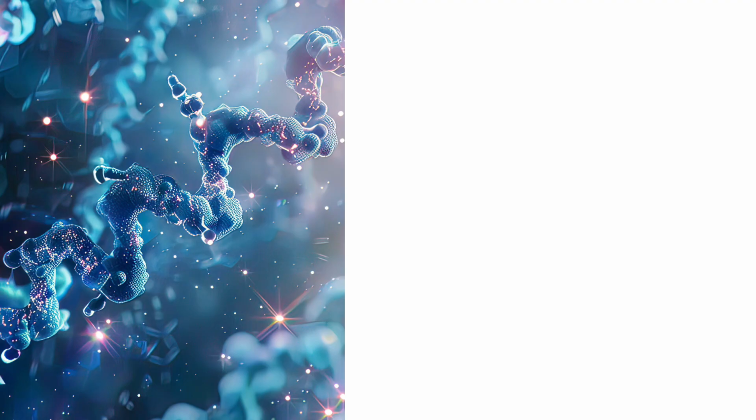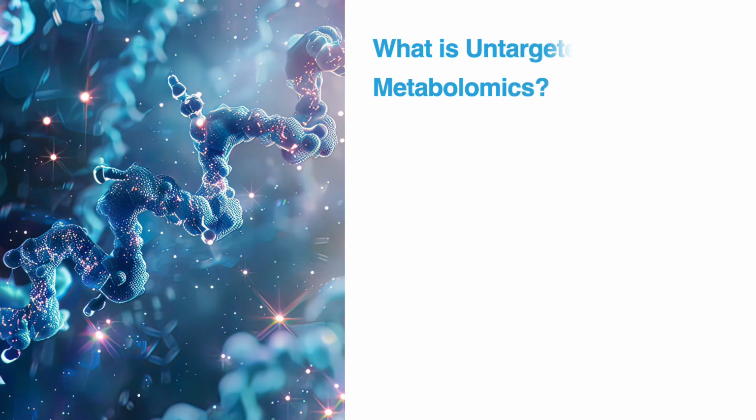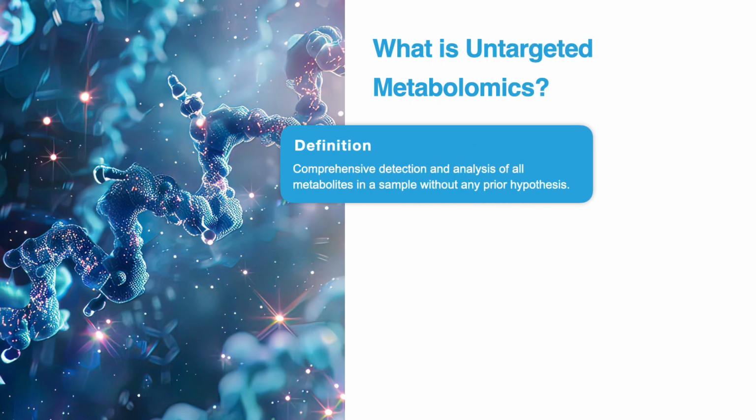Targeted metabolomics focuses on a limited set of predefined, well-characterized molecules, measuring them with high precision. Untargeted metabolomics does not rely on predefined hypotheses. Instead, it comprehensively profiles the full range of metabolites in a sample. In this way, we not only capture known compounds but also uncover previously uncharacterized metabolites.